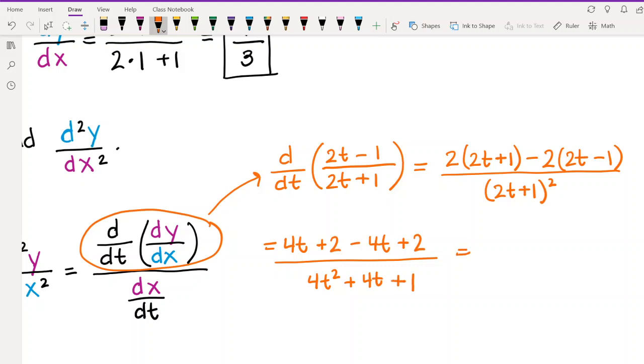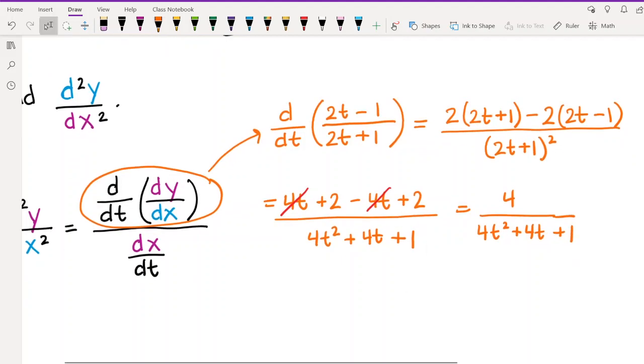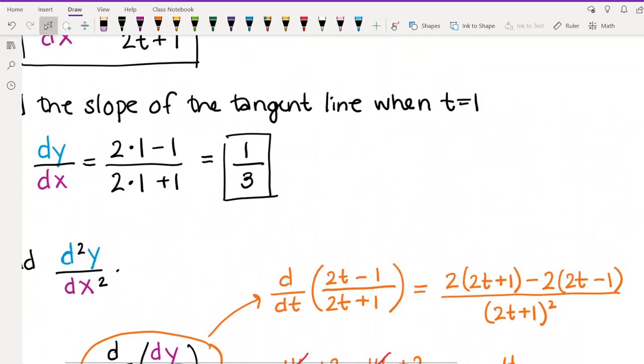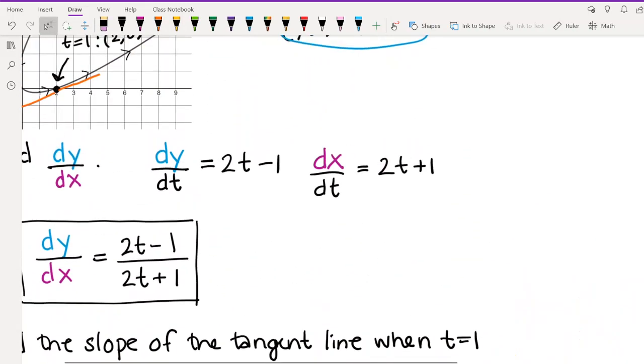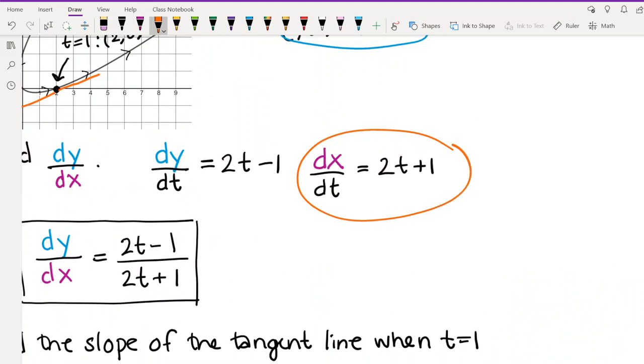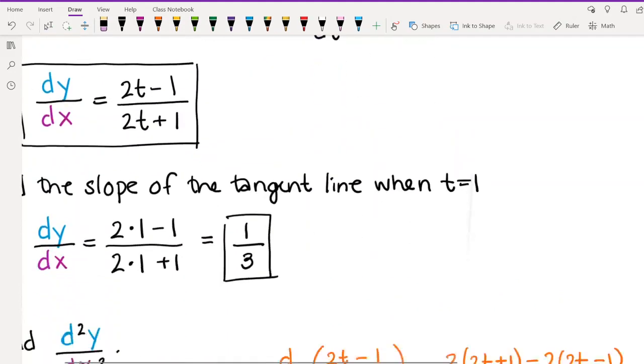And so in the numerator, notice that these 4t's are going to cancel each other out. And so we're going to be left with just 4 over 4t squared plus 4t plus 1. So that's going to be our numerator. So we just took the derivative again of what we had already found for dy/dx. And then what's the denominator? Well, it's just dx/dt. So dx/dt, we found earlier, was 2t plus 1. So we're just going to put 2t plus 1.